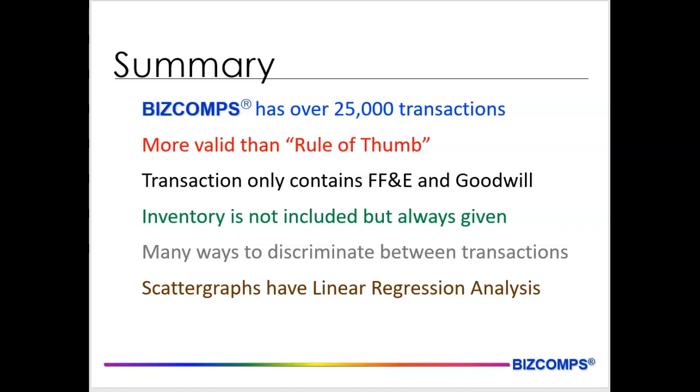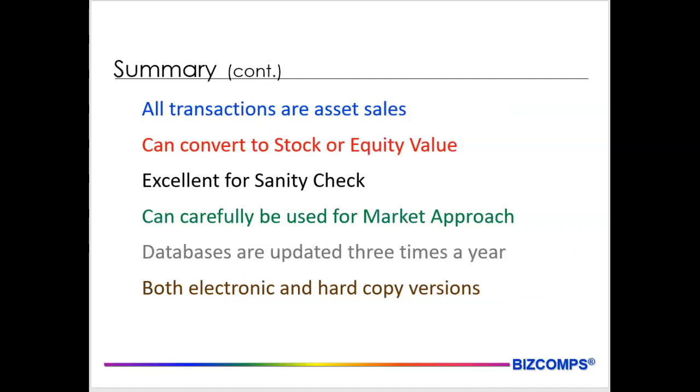There are many ways to discriminate between the transactions. You saw the different 12 categories that we talked about. And then you can use scatter graphs that have linear regression lines to see how closely the data is grouped in your sample. Also remember that all the transactions in the BIZCOMPS database are asset sales only. However, you can convert the asset sale to a stock sale if you want, or you can convert a stock sale to an asset sale, as we showed you. And the stock sale represents more the equity value.